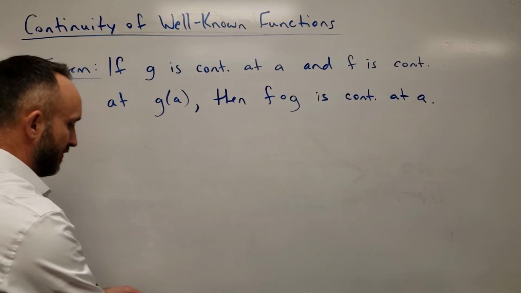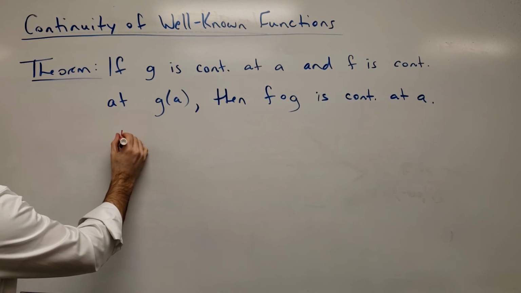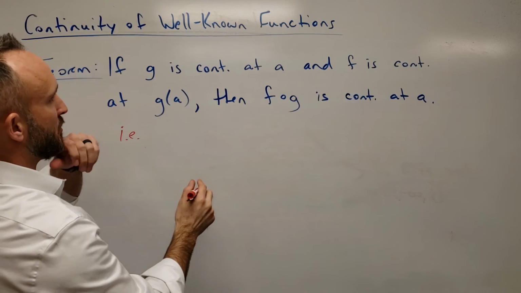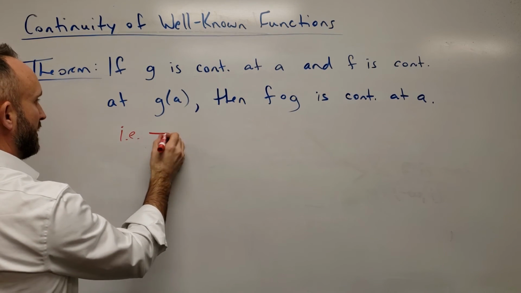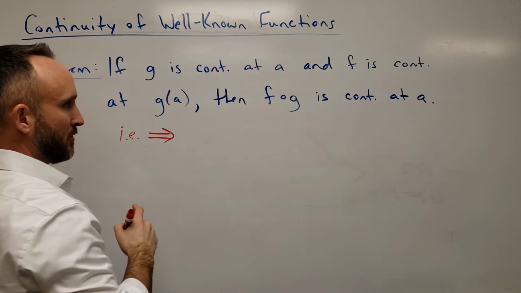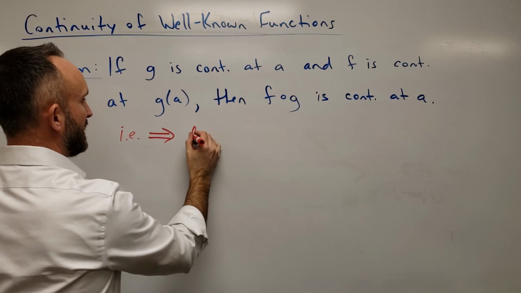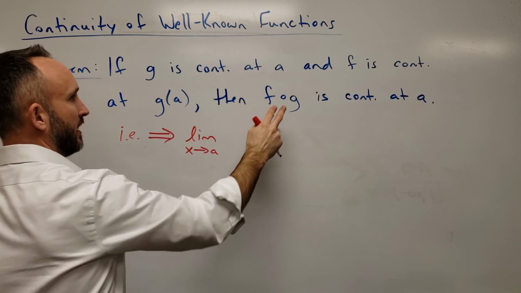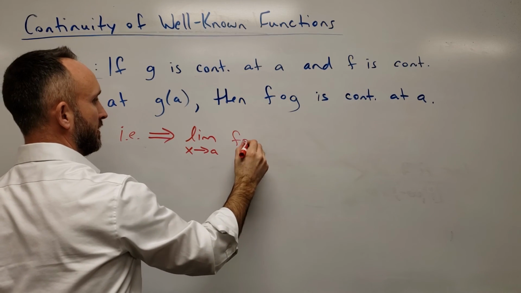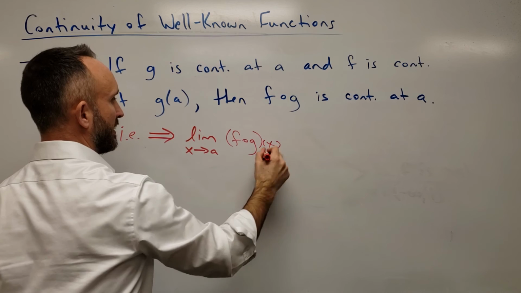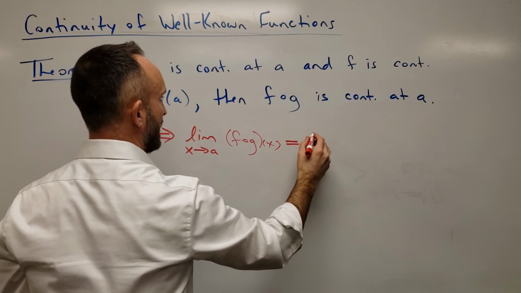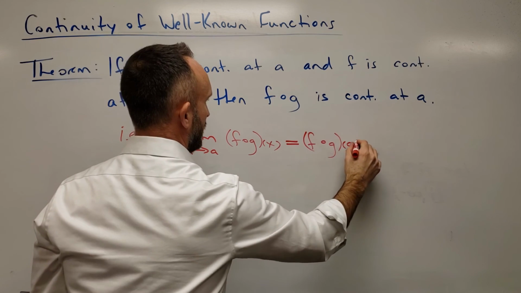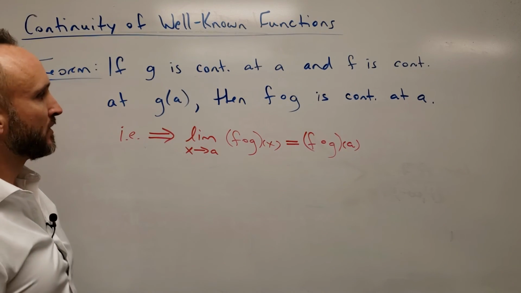In other words, what this is saying, the conclusion is, if g is continuous at a and f is continuous at g of a, then f of g is continuous at a. So what that's saying is, if I take the limit as x approaches a of this composition function, f of g of x, that's the same thing as f of g of a. Okay?